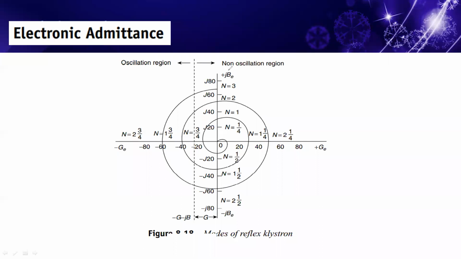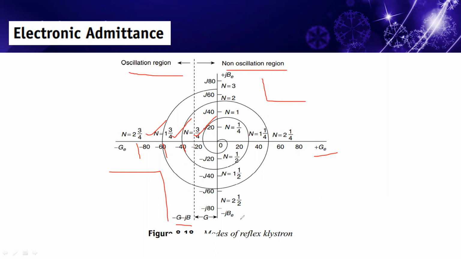This is the non-oscillation region, and this is the oscillation region. Here we got 1 3/4, 2 3/4. Clear? 0 into 3/4. At this point, we are getting the oscillation period. This is the real plot, and the imaginary terms. So G plus jBe, G minus jBe.